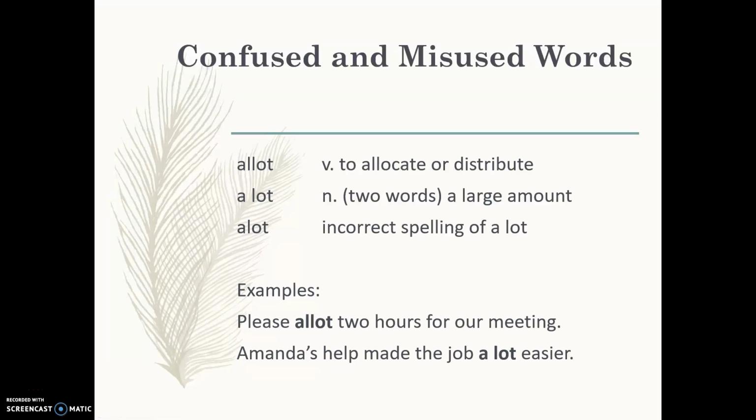Confused and misused words. Allot and a lot. ALLOT is to allocate or distribute. For example, please allot 2 hours for our meeting. That means you need to allow that much. A lot, which is 2 words, means a large amount. Amanda's help made the job a lot easier. Now, when you spell it A-L-O-T with no space, that's just an incorrect spelling of a lot with a space.